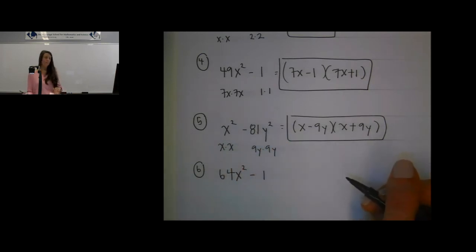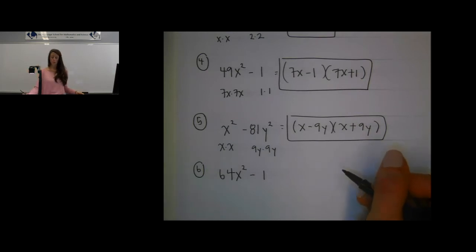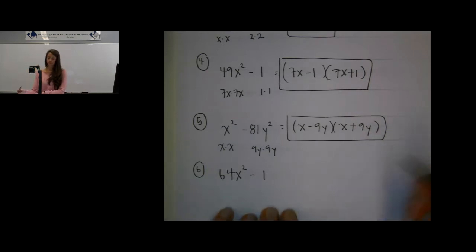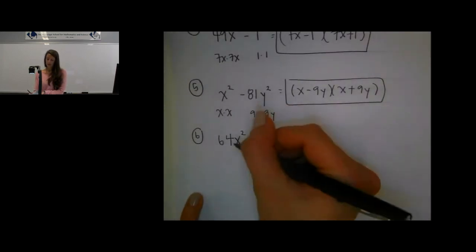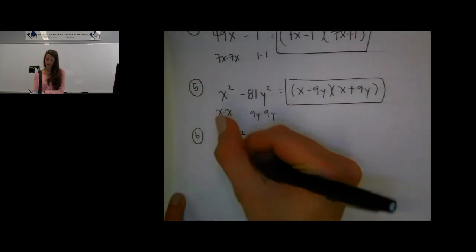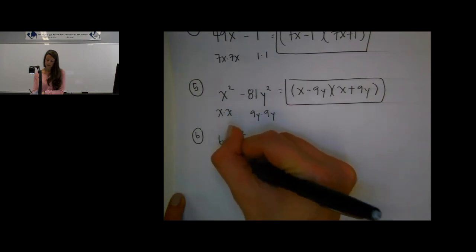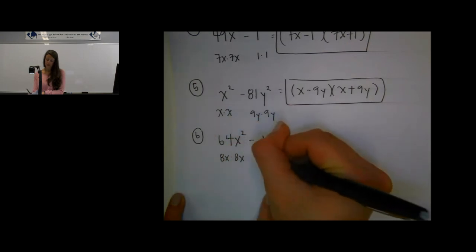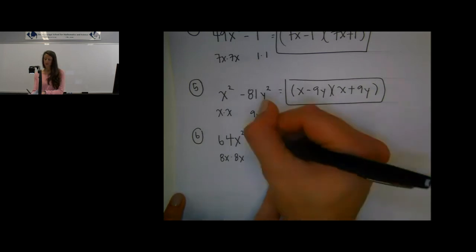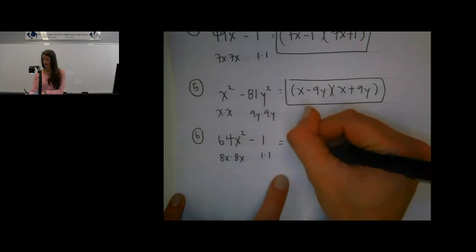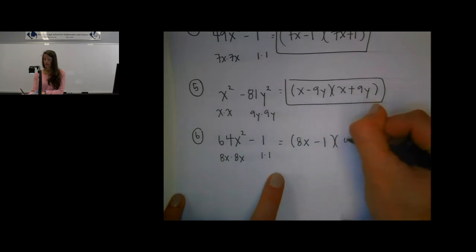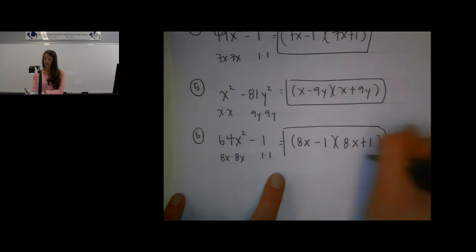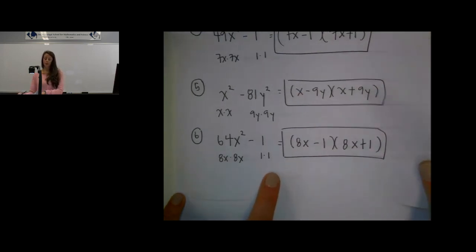All right, do this one for me. Okay, what multiplies together to give me 64x squared? That's an 8x times an 8x. What multiplies together to give you a 1? 1 and a 1. Is there a minus sign in between them? Yes. So this can factor as the difference of two squares. So 8x minus 1 times 8x plus 1. So they're the same except the signs in the middle are opposites.